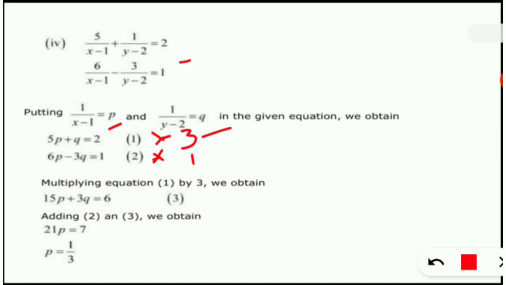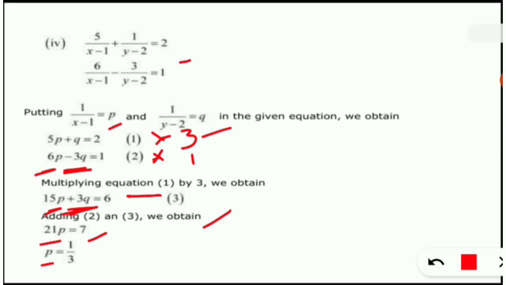5 into 3 is 15p, and 3q equals 6. This is equation 3. Now this is plus 3q and this is minus 3q. If we add equations 2 and 3, then plus 3q and minus 3q cancel. So adding 2 and 3 we obtain plus 15p and plus 6p, so 21p equals 7. So p equals 1/3. Clear? So the value of p equals 1/3.